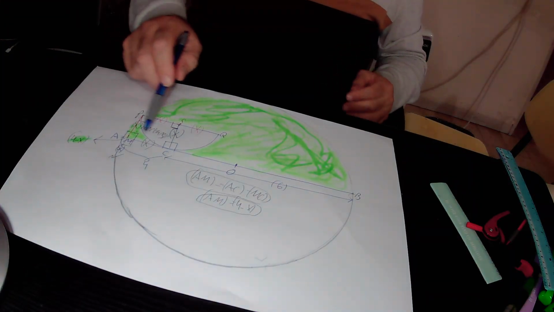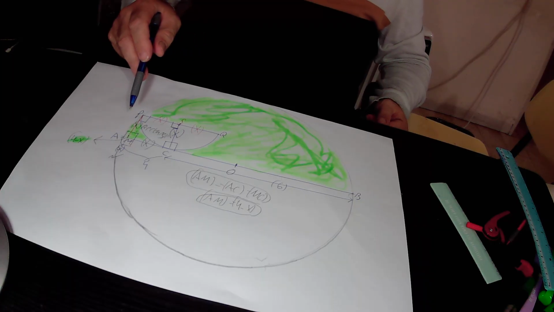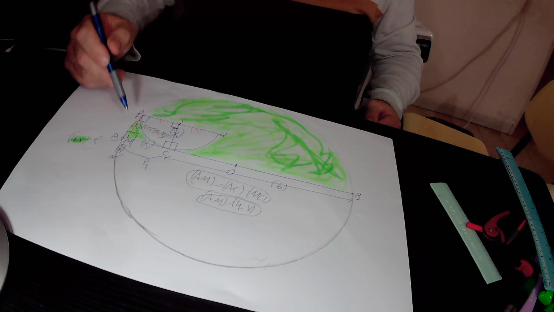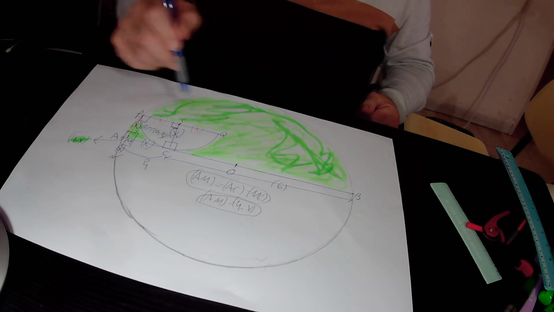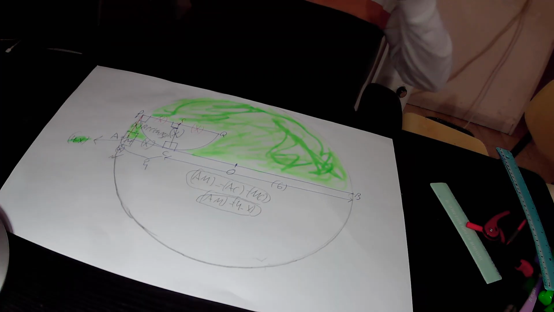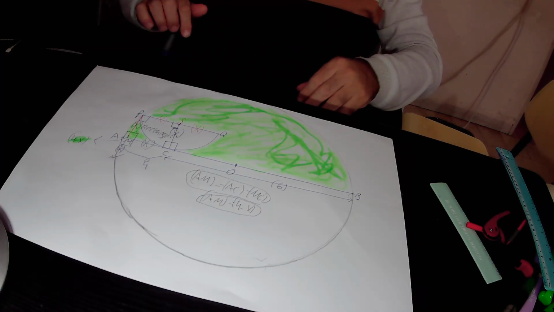So we can implement rule 24 in our drawing. This is chord AB, that is actually the diameter of this big circle. Chord AB intersects with chord PN at point M. So all the requirements for rule 24 are satisfied, and therefore we can implement rule 24.